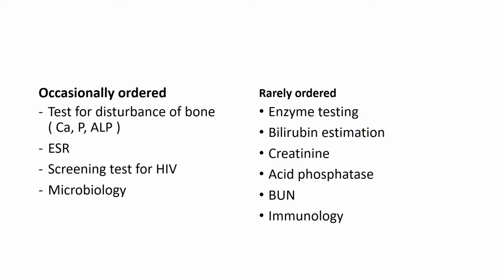Those occasionally ordered lab tests include tests for disturbance of bone, for example, test for calcium, phosphate or ALP. The erythrocyte sedimentation rate is also occasionally ordered. Screening tests for HIV and microbiological tests are occasionally ordered in oral surgery. Those tests that are rarely ordered include enzyme testing, bilirubin estimation, creatinine, acid phosphatase, blood urea nitrogen, and immunology tests.